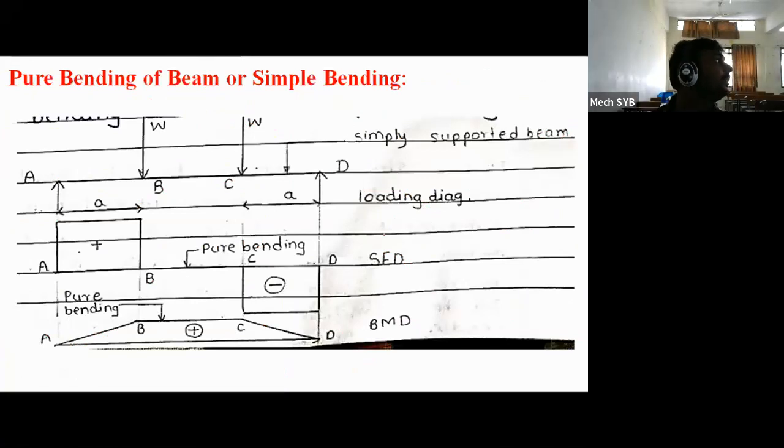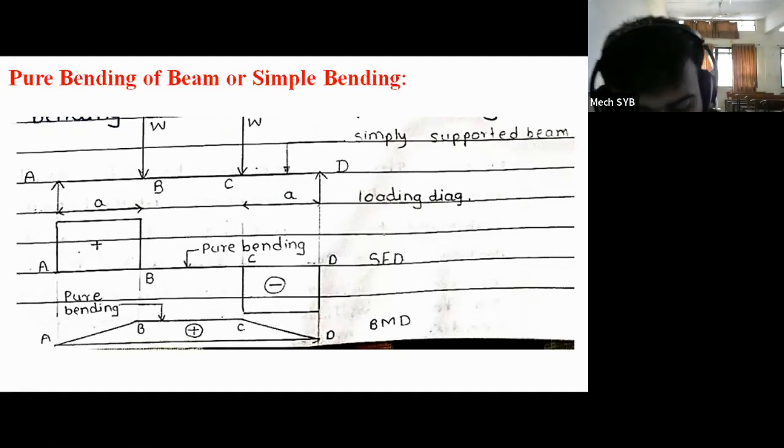So now this is the pure bending concept we have discussed. What is meant by pure bending? So if you look at this particular figure, what have you understood? It is related to our chapter number 5.